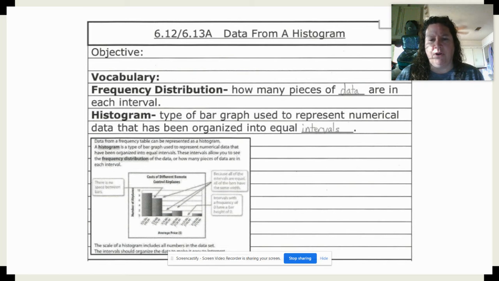They're a type of bar graph used to represent numerical data that has been organized into equal intervals. So notice the picture. It's not a regular bar graph. All my little bars are touching each other. If there's any space between the bars, it's not a histogram anymore, okay? It is just a bar graph.